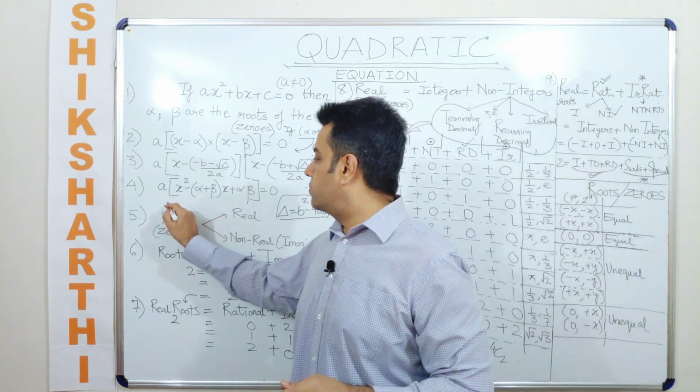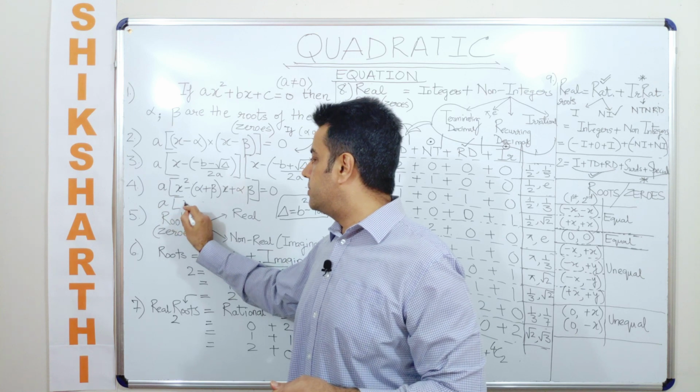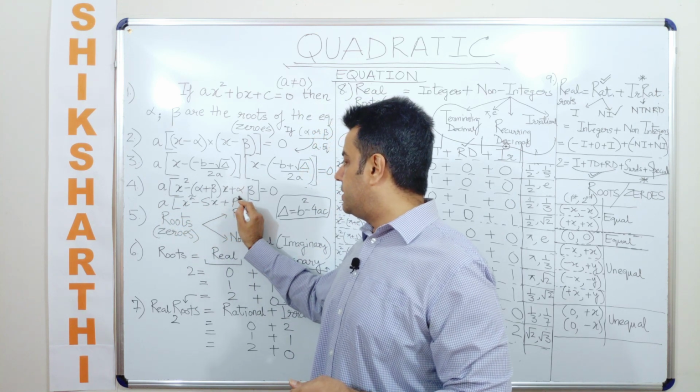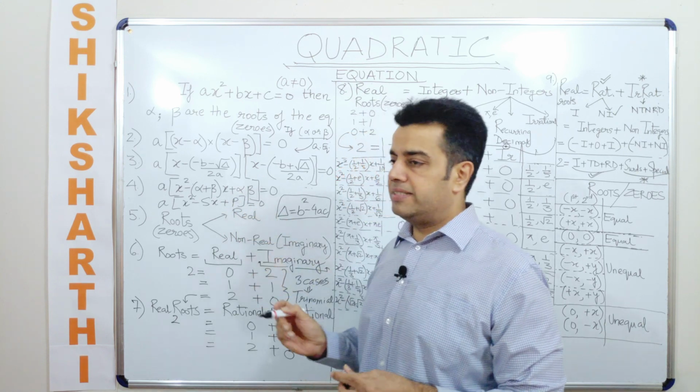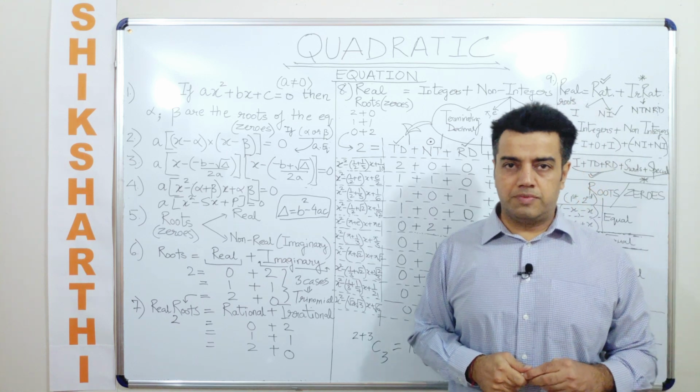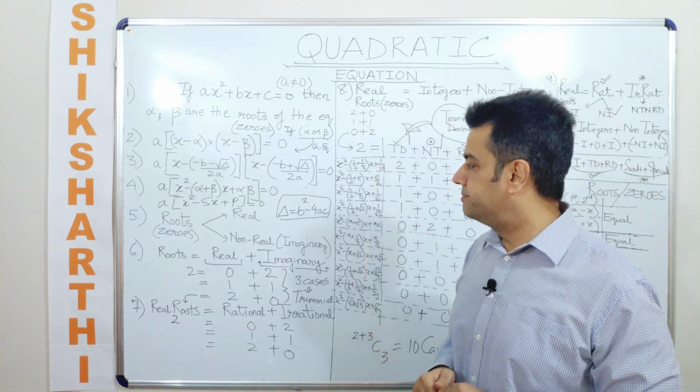So if I were to rewrite it, I can say this is nothing but a times of x square minus sx plus p equated to 0, where s is the sum of both the roots and p is the product of both the roots. I hope I have made my point clearly.